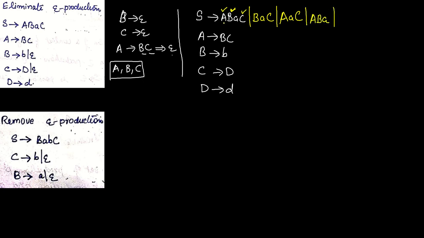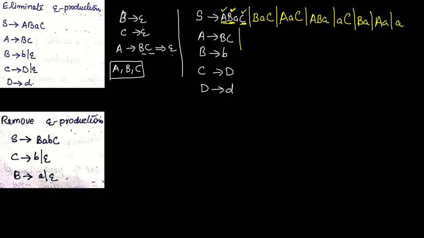Now you have to substitute epsilon for these two, so the remaining is AC. Now we substitute epsilon for A and C, so the remaining is BA. Then substitute epsilon for B and C, so it will be AA. Now the other combinations of two variables are over. Now you have to substitute epsilon for all the three, A, B and C. So the production will be A.